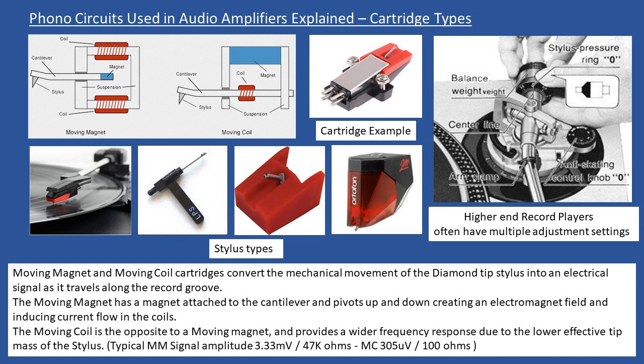And then in terms of signal level, remember it's very, very low. So it's 3.33 millivolts, and the input impedance is about 47 k ohms. And then for the moving coil type, you're looking at 305 microvolts, so very, very low, and then 100 ohms as well.